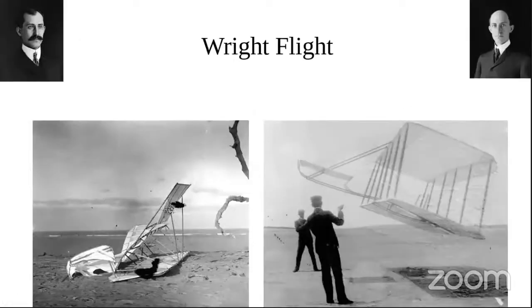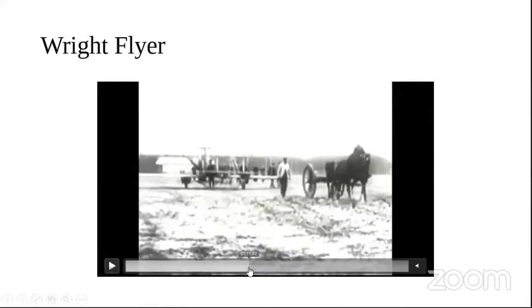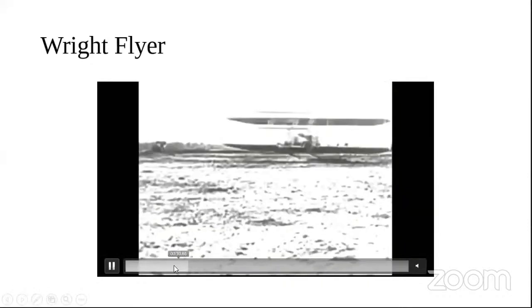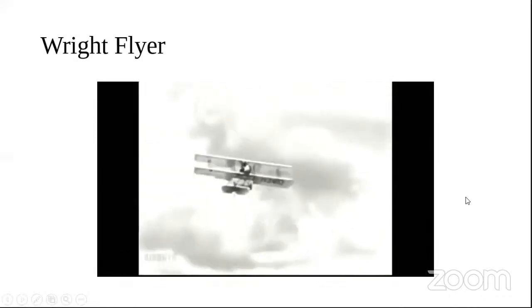Once that was done, it culminated in the Wright Brothers flight. They had a biplane configuration. Biplane means you have two wings attached in tandem, and you can see that they went through a lot of iterations. They were finally able to fly, and this is a successful flight video after they achieved the first flight. So this is the latest.